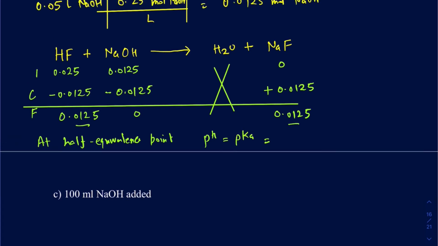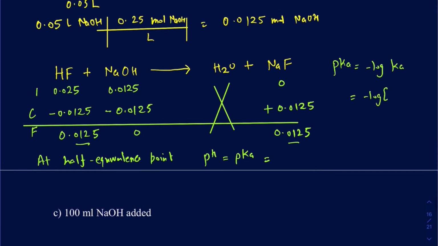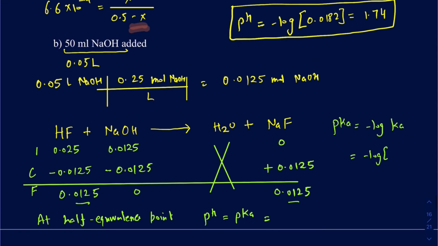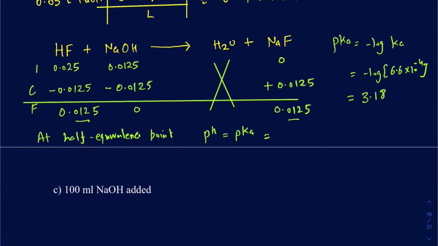So all we really have to do is figure out what the pKa is going to be. Remember, the pKa is going to be negative log of the Ka, and that is negative log of 6.6 times 10 to the minus 4. So let's see what that's going to be. 3.18. So that's going to be the pH at the end of the day once you have neutralized half of your acid there. This is the half equivalence point.